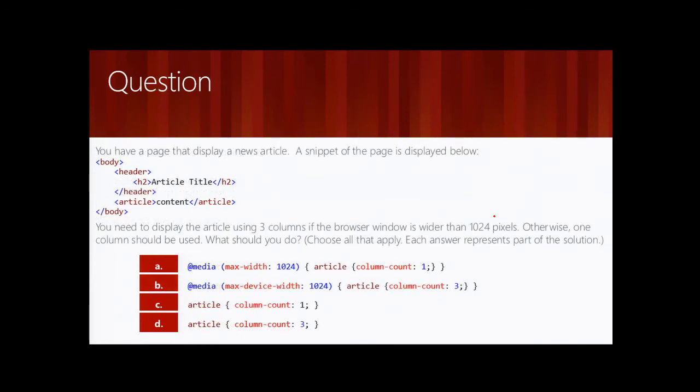All right, one more example question. I think I got one more example question before we move on to another section. So we got a page. We're displaying a news article. We want 3 columns if the browser window is wider than 1024 pixels. So this is responsive design right here. If the browser window is less than 1024 pixels, we only want 1 column.